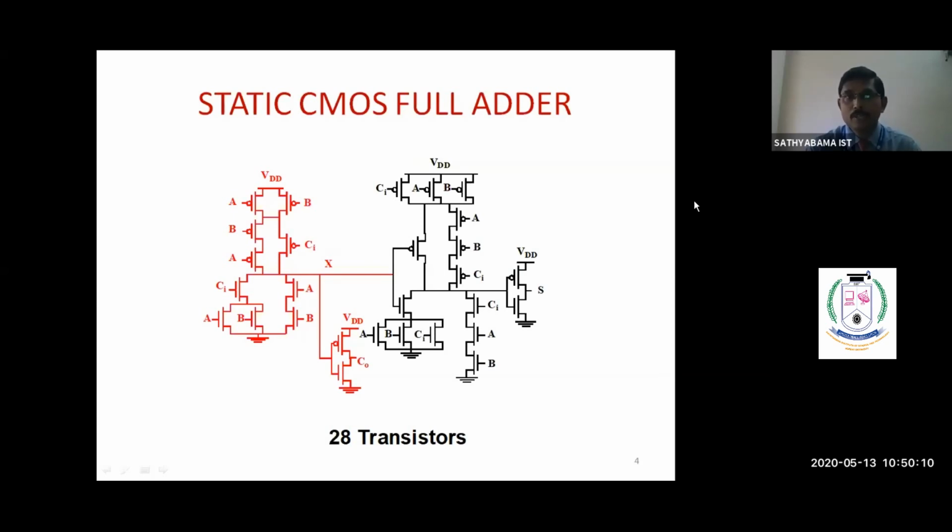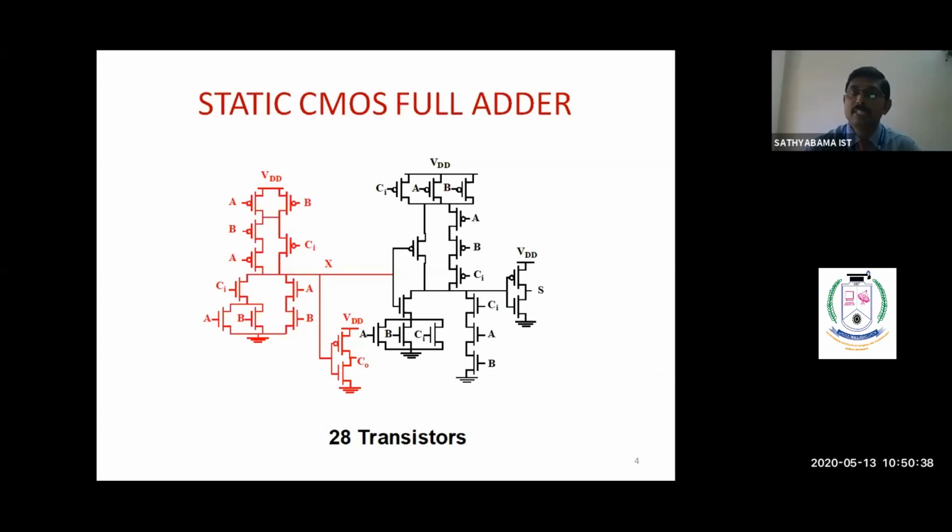So here we are going to use static CMOS logic. In this case, we use PMOS and NMOS transistors. In the pull-up network we use PMOS transistors, and in the pull-down network we use NMOS transistors. Like this, we develop the complete full adder circuit. In the case of static CMOS logic, we need 28 transistors to complete the design.